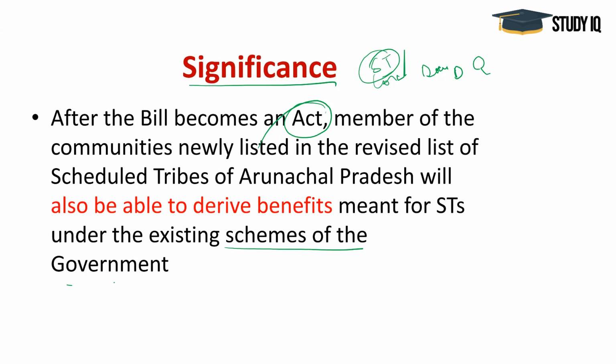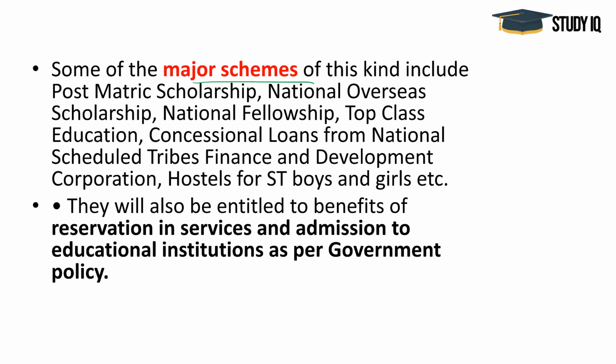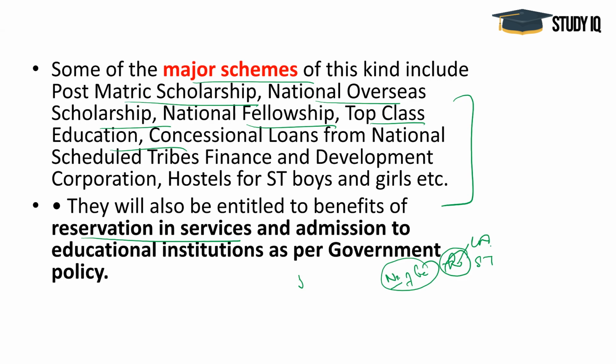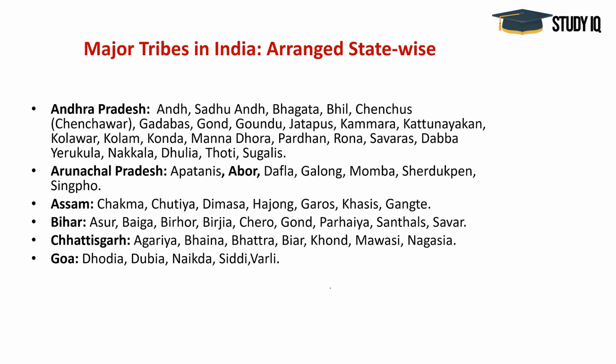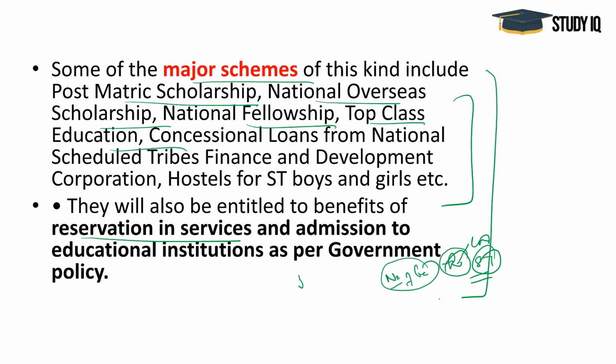Obviously, under various schemes of the government they will be benefited. There are many major schemes where post-matric scholarships are given, national overseas scholarship is there, national fellowship is there, top class education is there. So they'll be able to derive all these benefits. They will also get reservation in services, for jobs and for admission into government institutions. So you see, there will be a lot of benefit, and it may be noted that the number of people in the reservation list may also increase, because now there will be more competition under the ST category of northeastern states. So this was all about this particular topic that we were discussing.